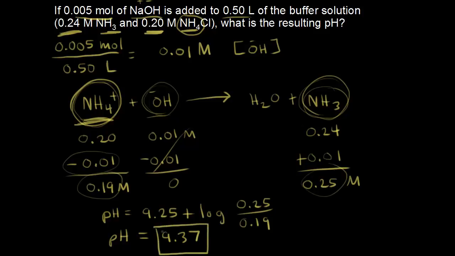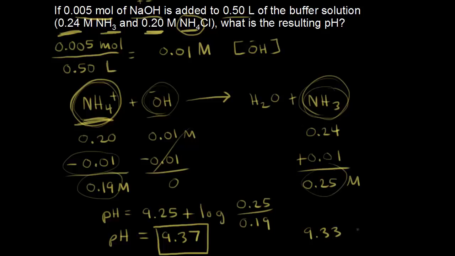So let's compare that to the pH we got in the previous problem, right? For the buffer solution just starting out, it was 9.33. So we added a base, and the pH went up a little bit, but a very, very small amount. So this shows you mathematically how a buffer solution resists drastic changes in the pH.